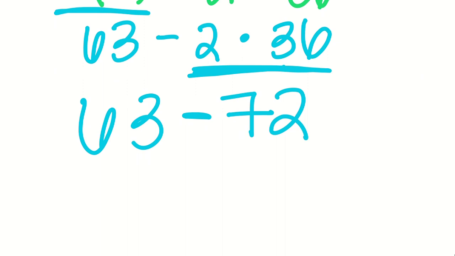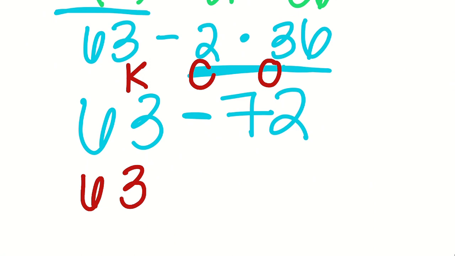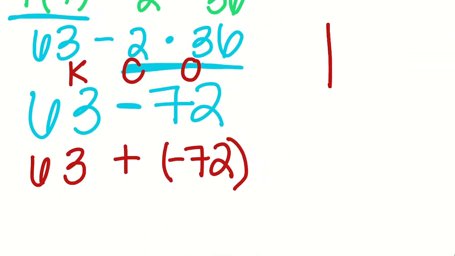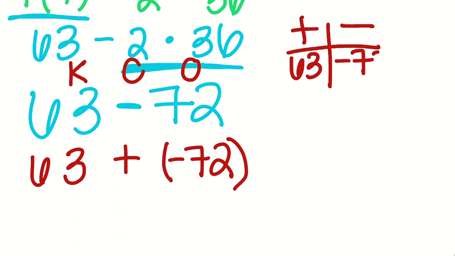Okay, let's rewrite it. So we're going to keep, change, opposite. So keep 63. What are we changing? The minus sign to an addition sign. Plus what's the opposite of 72? Negative 72. Yay. Oh, look at that. The negatives are winning. And do we want to make team positive, team negative? Yeah. There we go. We've got 63 and negative 72.